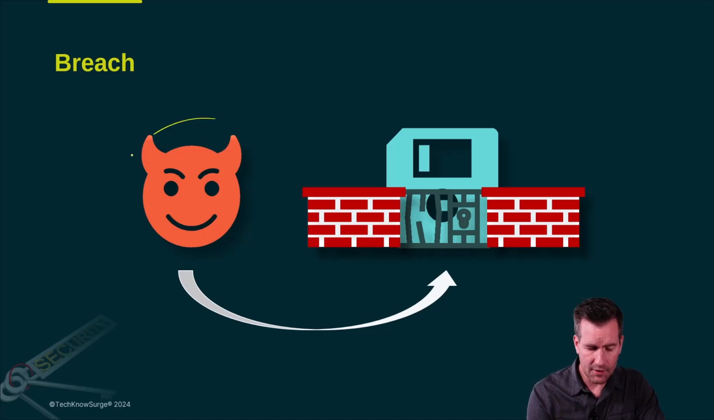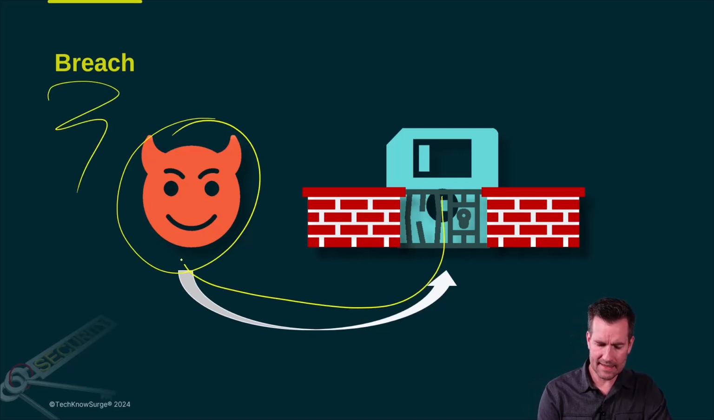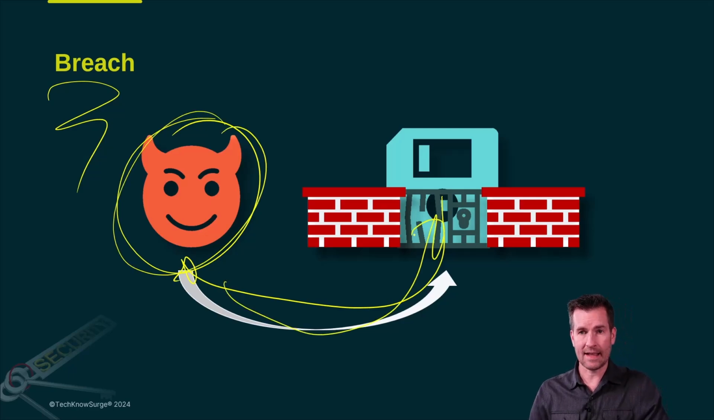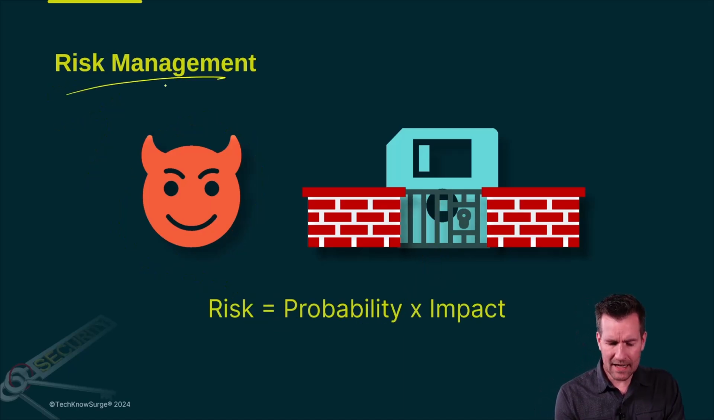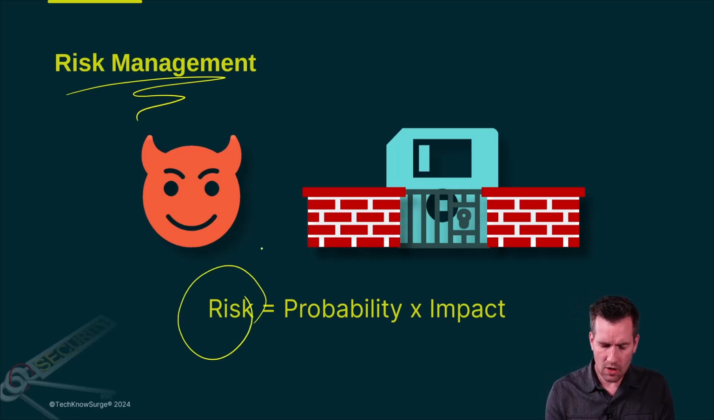If the threat actor is successful, now we have a breach. Maybe they've stolen this data, so they have successfully broken into our network, that's the breach part of this, and carried out that threat. Risk management is the processes and things that we use to manage the risk.